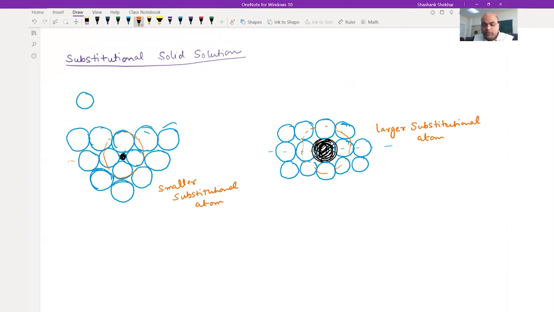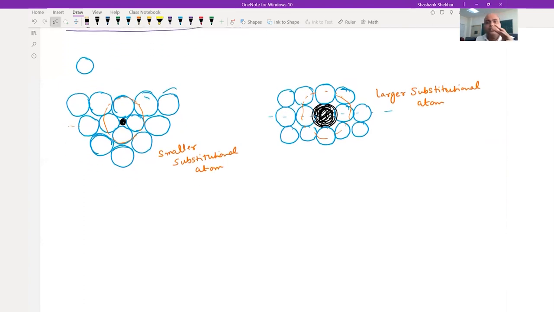So in both the cases, you see strain in the lattice, but in one case there is a contraction, in another one there is expansion of the lattice, right? And if you imagine it, this is going to be a completely spherical distortion, compared to the interstitial solid solution, where it was non-spherical because the solute atoms were sitting in the tetrahedral or octahedral voids.